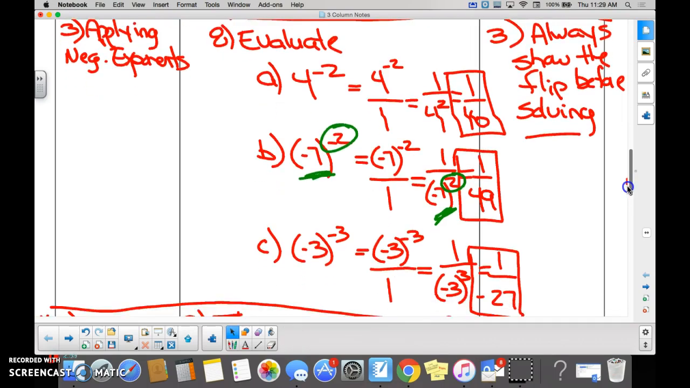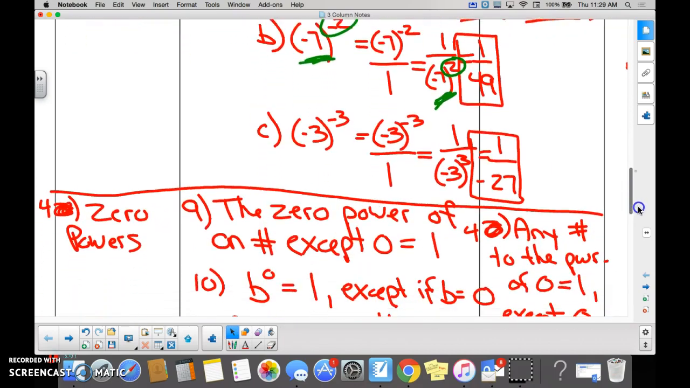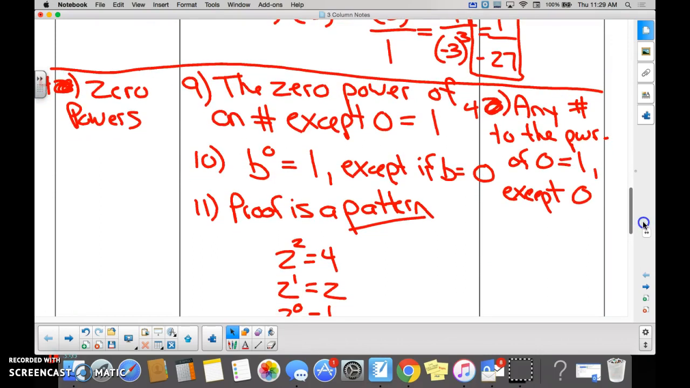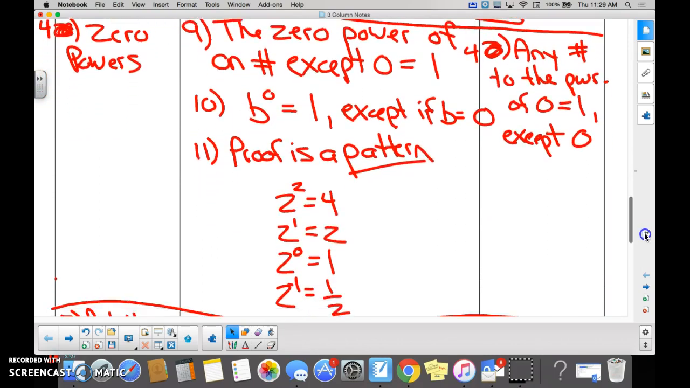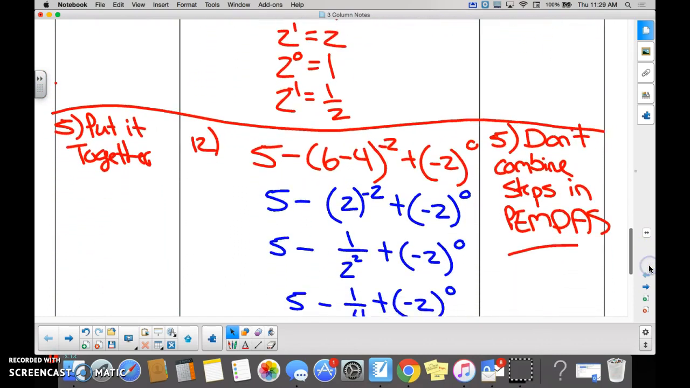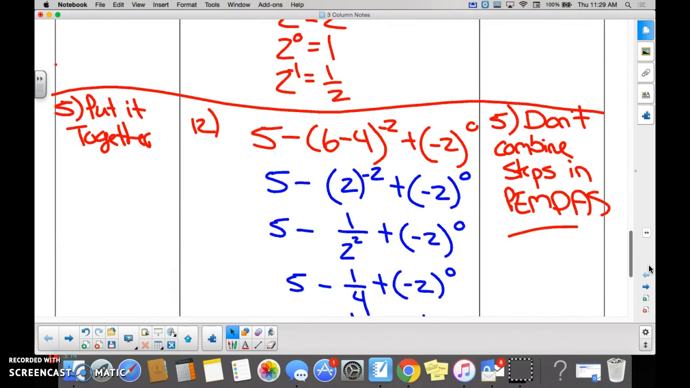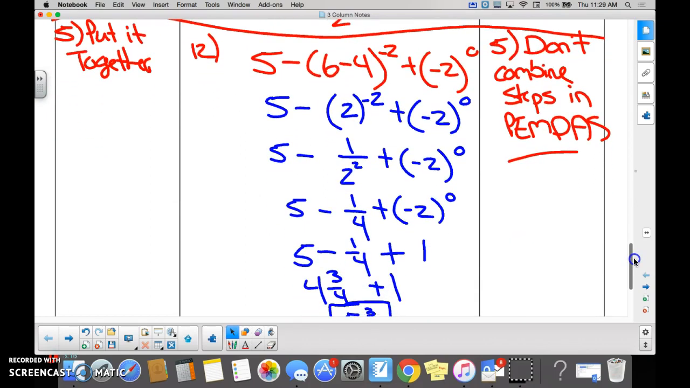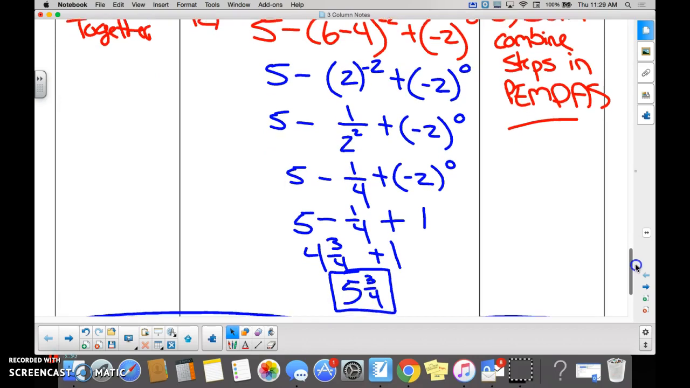And then the last one, I'm sorry, this isn't the last one. We talked about 0 powers, and again, we used patterns to prove 0 powers, which I just showed you up above. And then the last one, we just gave you this big, huge problem with negative exponents and 0 powers, and you decided that you needed to do what to solve this? What do you need to do to solve this? Anna? Use PEMDAS. Obviously, use PEMDAS. You have to use PEMDAS, but the strategy while using PEMDAS, Anna, is what? Don't combine your steps, otherwise you're going to probably mess something up.